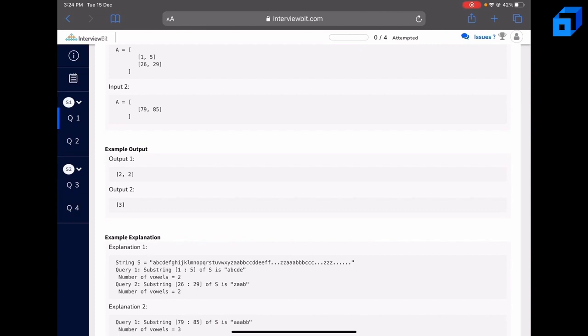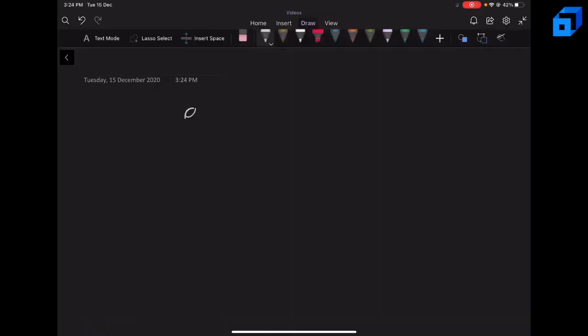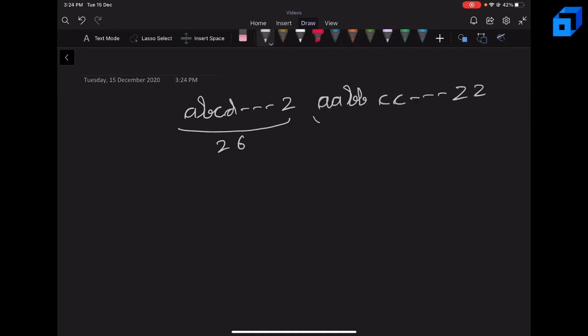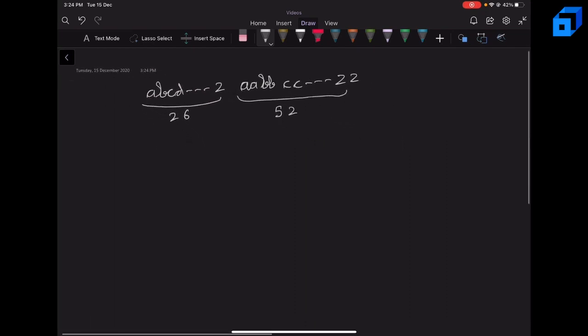So let's look at the solution approach. Now observe the pattern. We first have A, B, C, D and so on up till Z, that is 26 such characters. Then we have A, A, B, B, C, C and so on up till Z, Z, that is 52 such characters, 26 into 2. And similarly, we will get 26 into 3, which is 78, A, A, A, B, B, B and so on.